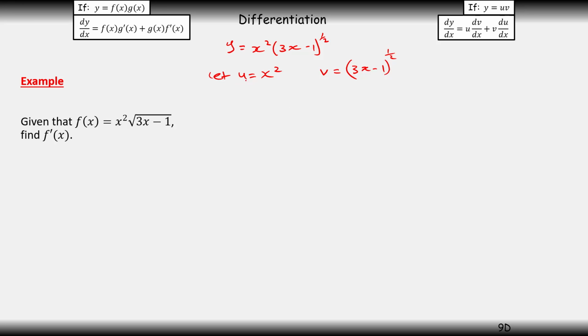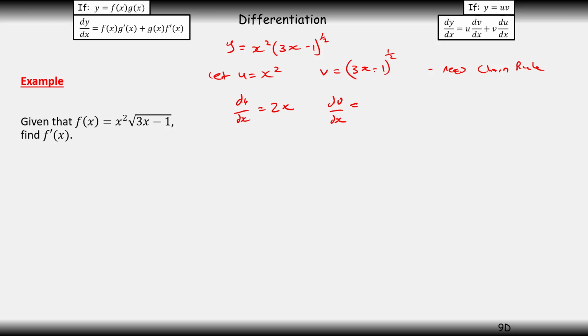Now I'm going to differentiate with respect to x, so du over dx is equal to 2x, and dv over dx is slightly more complicated, because when I look at this function, 3x minus 1 to the power of a half, I need to use the chain rule. Instead of calling 3x minus 1 u, because we've used u, I can call it t. Or I can do it quite quickly here.